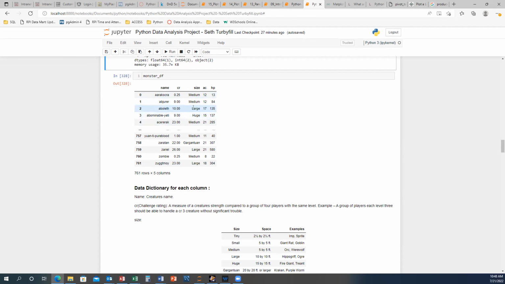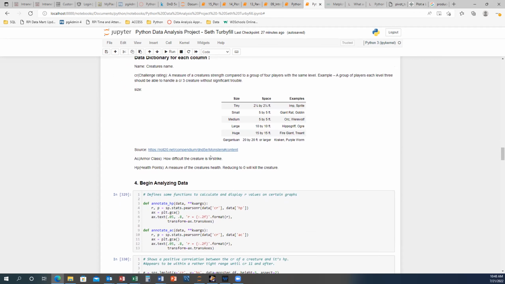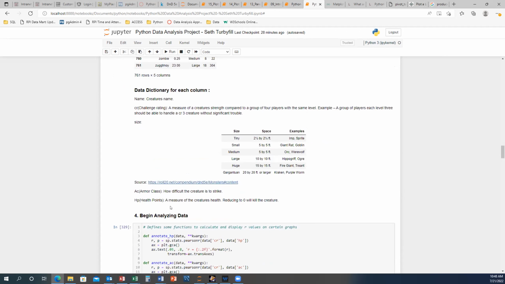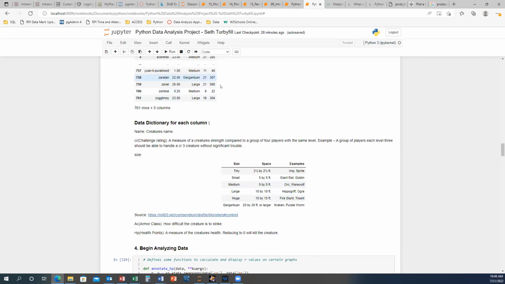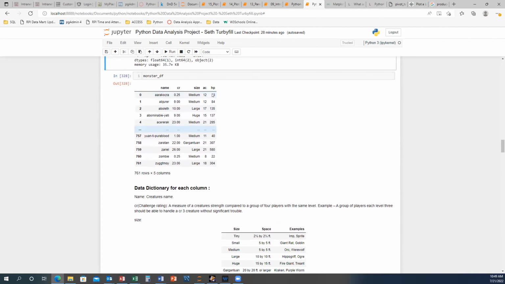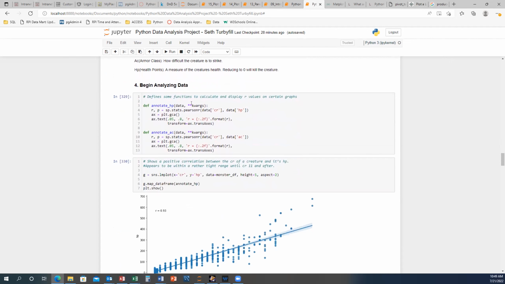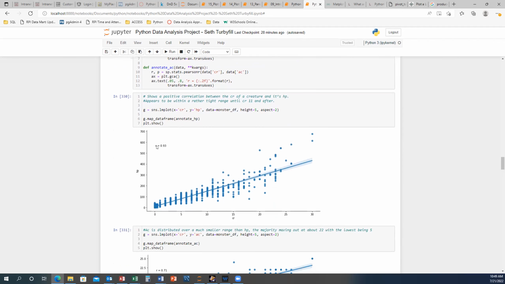Then there's the size of the creature, its AC, which is how hard something is to hit, right? So you roll a 20-sided die, you add some numbers to it. If it's more than that number, then you hit it. Health points is just the measure of how much health the thing has. So when that gets to 0, you beat it, right? So down here, this is where I define those functions, which will add annotations to this graph right here, right? So it's what's adding in this R equals 0.93.